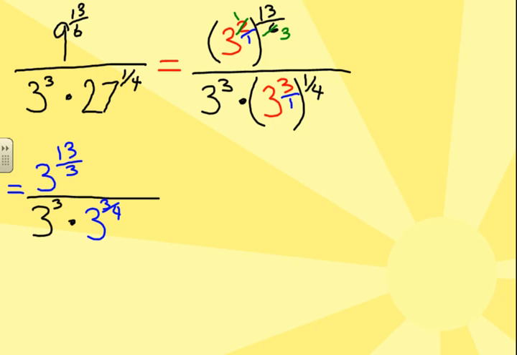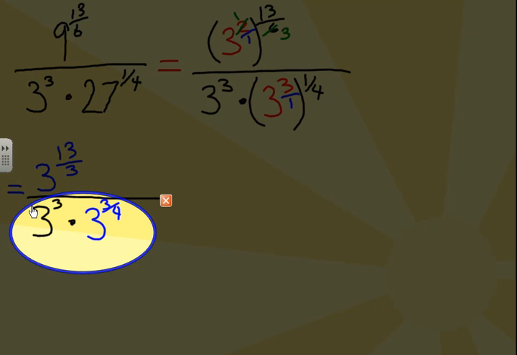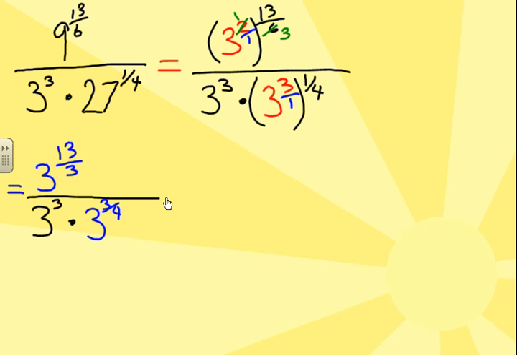My next step is going to be, I'm going to put those two together. Now, when you're multiplying two terms with the same base, all you do is you add the exponents. I've already figured it out, and first of all, let's leave our top here, 13 over 3. I already know that my bottom is going to be 3 plus 3 quarters ends up being 3 to the 15 over 4. Doesn't really look like a 15, but it is.